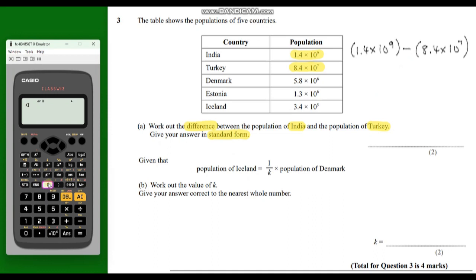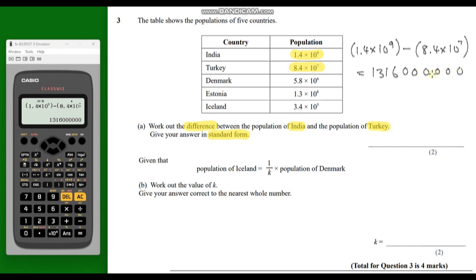So in the calculator, we're going to put 1.4 times 10 to the power of 9, and then close brackets, subtract 8.4 times 10 to the power of 7, and then close brackets. So let me write down the answer in full. Obviously we're going to put this in standard form in a moment. 1316. How many zeros we've got? 1, 2, 3, 4, 5, 6.